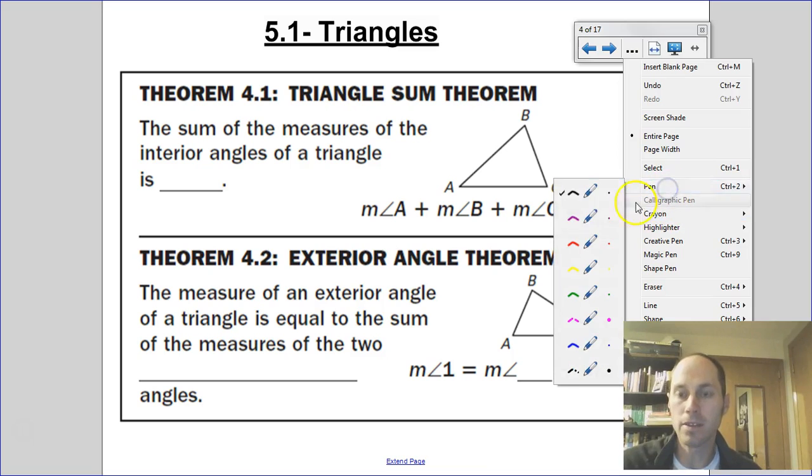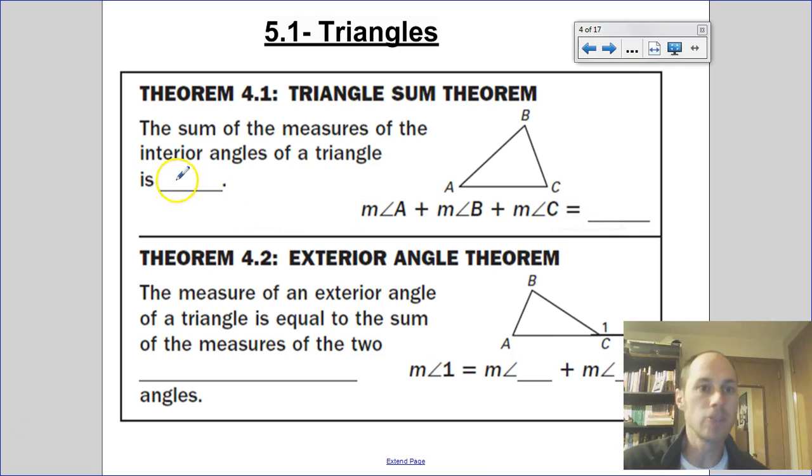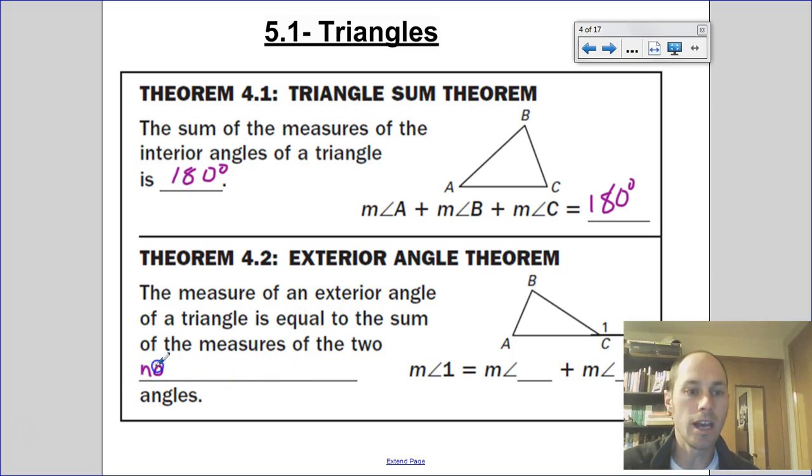Get my pen out. Sum of the measures of the interior angles of a triangle is 180 degrees. So in our example over here, measure of A plus measure of B plus measure of angle C is 180 degrees. The exterior angle theorem: the measure of an exterior angle of a triangle is equal to the sum of the measures of the two non-adjacent interior angles.